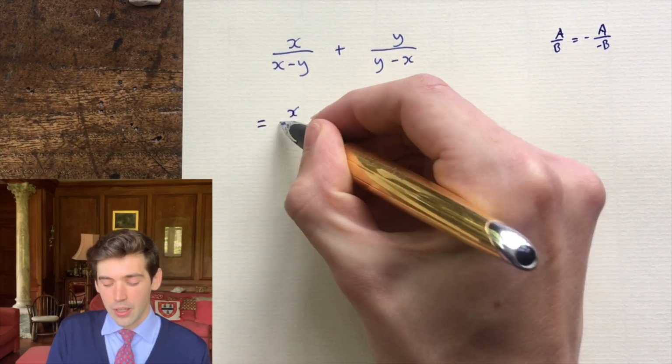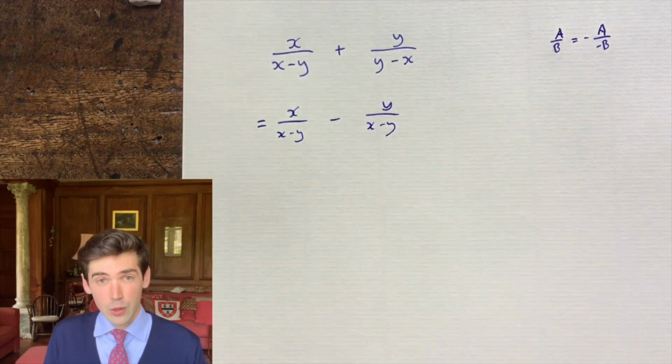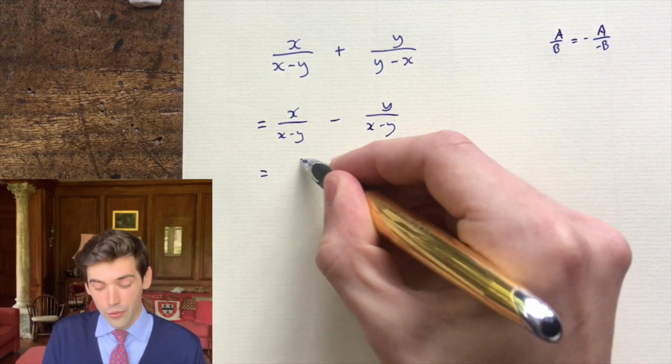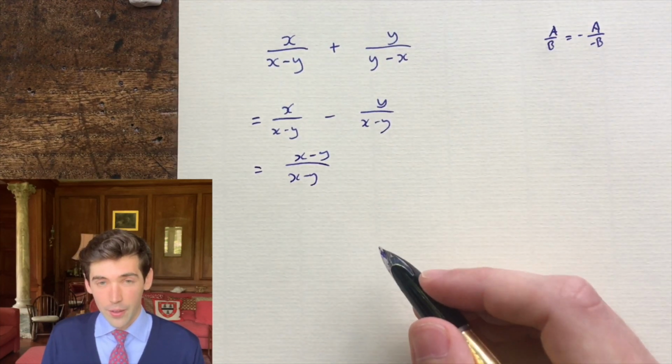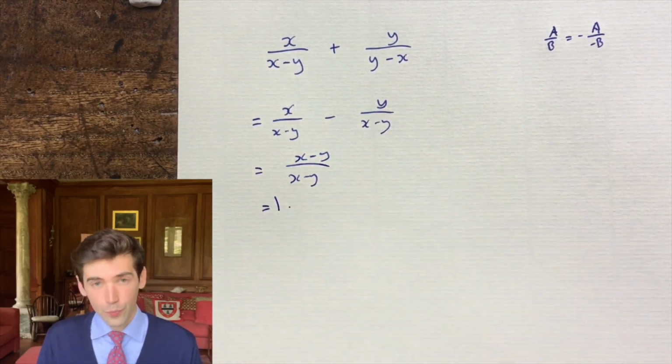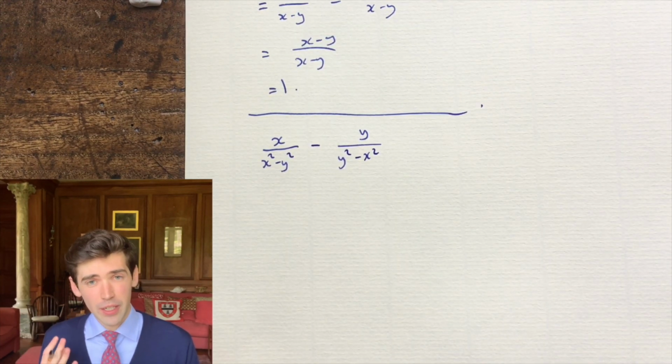And then this now becomes x over x minus y minus y over x minus y. And then it's really straightforward because it's just x minus y over x minus y, and then that's just 1. Okay, now slightly harder. And in this one, it's the same idea.